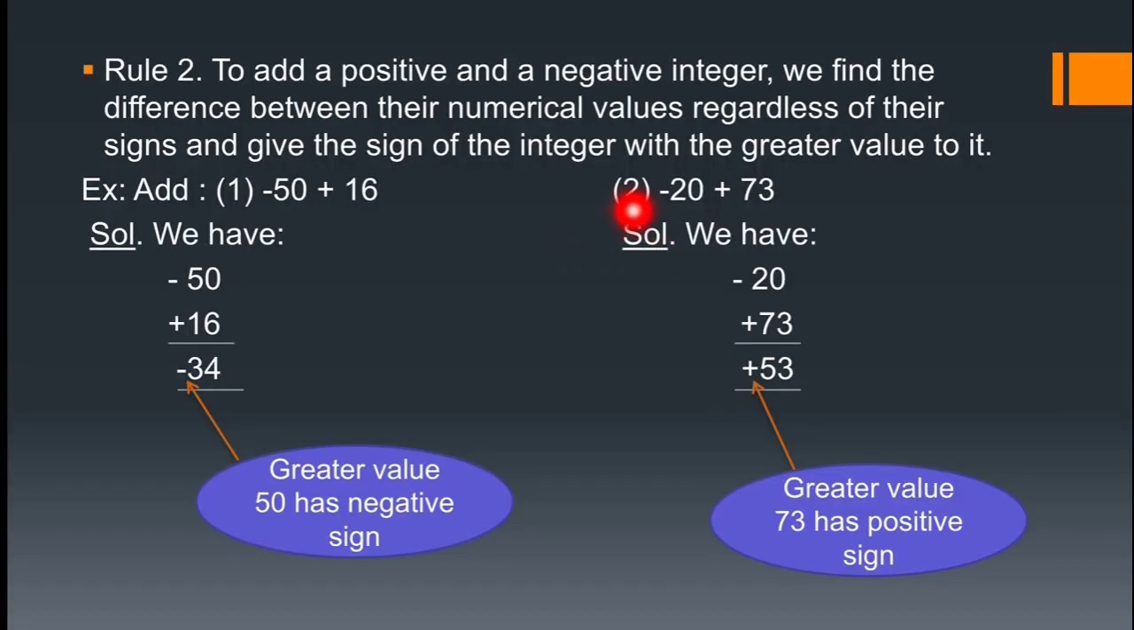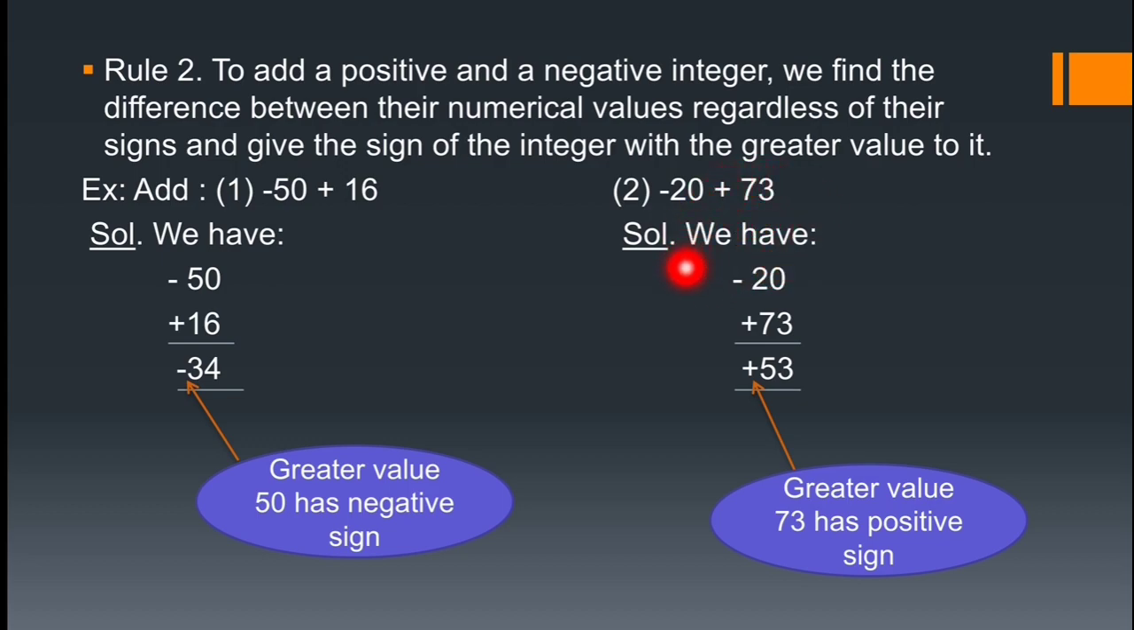Our next example is to add minus 20 plus 73. Again here you can see that the two integers given have opposite signs. Minus 20 is a negative integer having a negative sign and plus 73 has a positive sign.